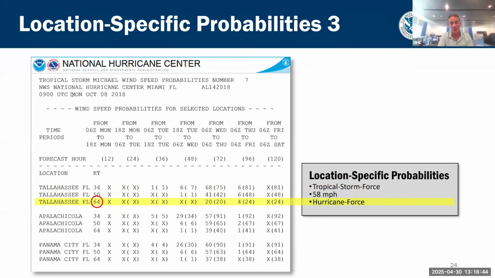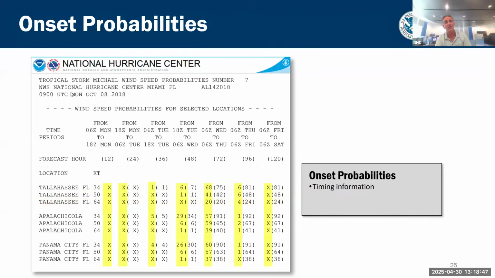But now there's information on the columns that we got to walk you through. So there's 2 numbers. There's a number outside the parentheses and a number inside the parentheses. The number outside of the parentheses represents timing information. If you look above the number right here, for example, if you can see my cursor, this X depicts that there is no chance of tropical storm force winds starting within the next 12 hours. And likewise, there is still no chance of tropical storm force winds beginning between 12 and 24 hours. But then there's a 1% shot between 24 and 36 hours.